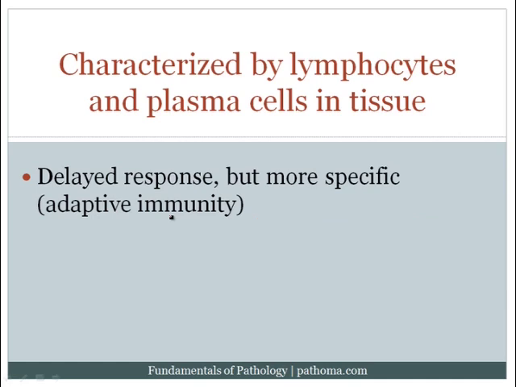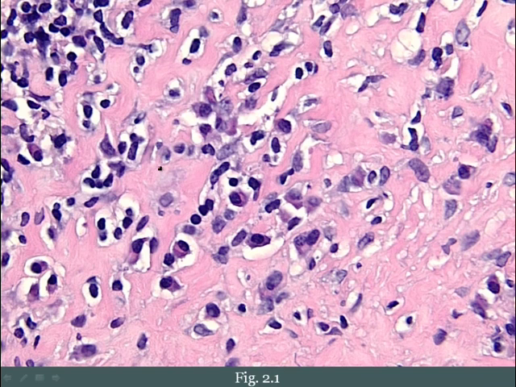Now, it's important to remember that this is a delayed response. It doesn't occur immediately. It takes some time to generate, usually a couple of days, but it's more specific than the innate immune system, more specific than the neutrophils, and it is an example of adaptive immunity. We've already talked about adaptive immunity at the very beginning of this chapter, so I won't dwell on that here. Here's an image reminding you of the characteristic cells that are present in chronic inflammation.